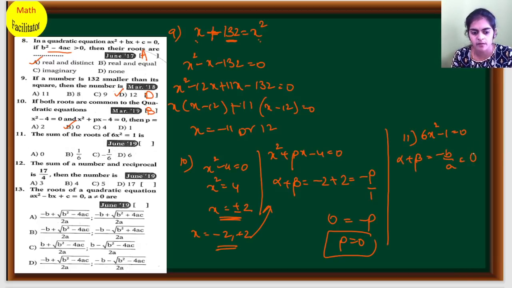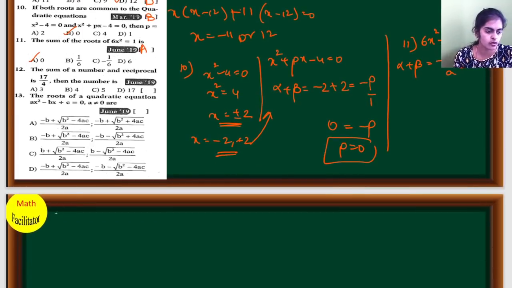So here you don't have any b value, so the sum of roots should be 0. Clear? The sum of a number and the reciprocal is 17 by 4. So the sum of a number and the reciprocal of the number is 17 by 4. You will have to solve it further to get the number.